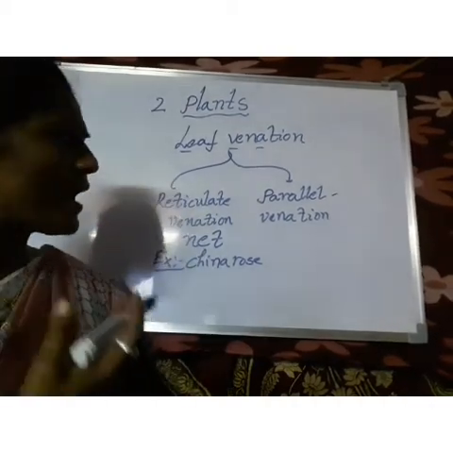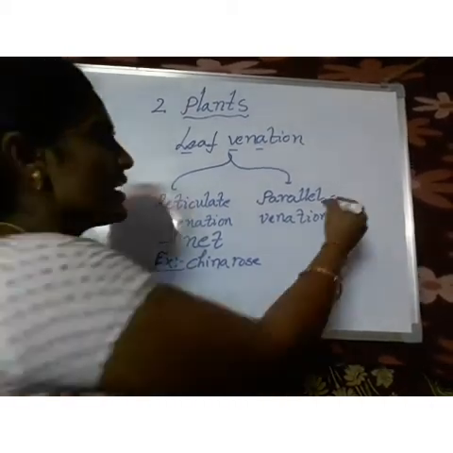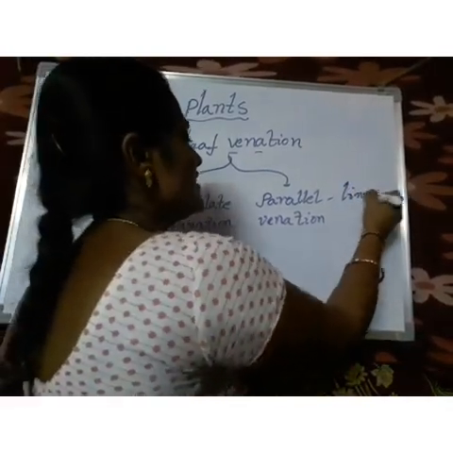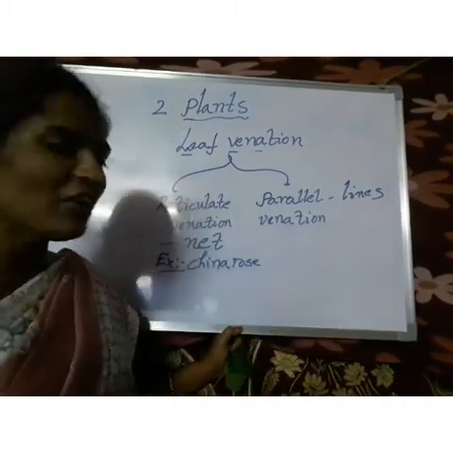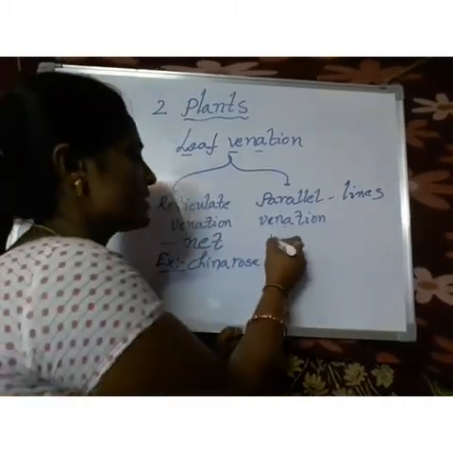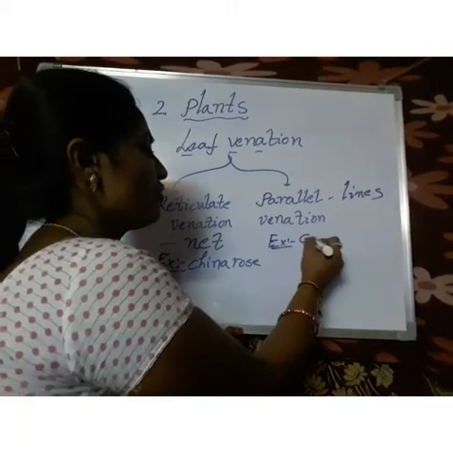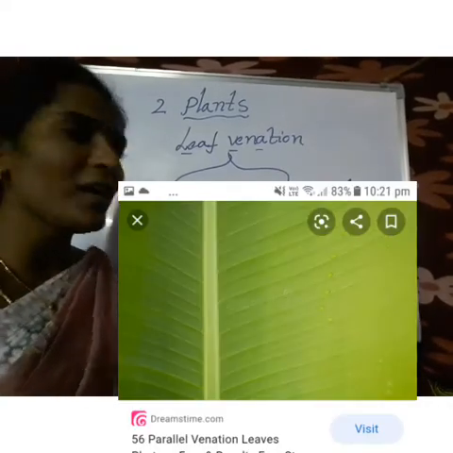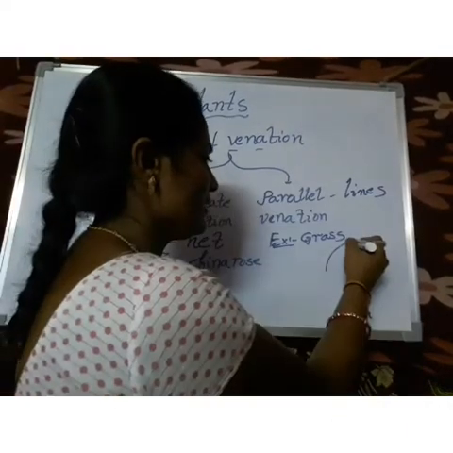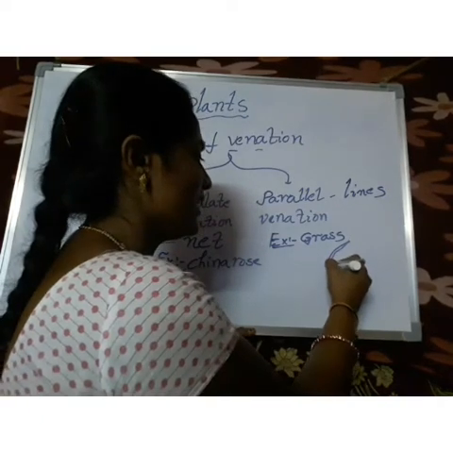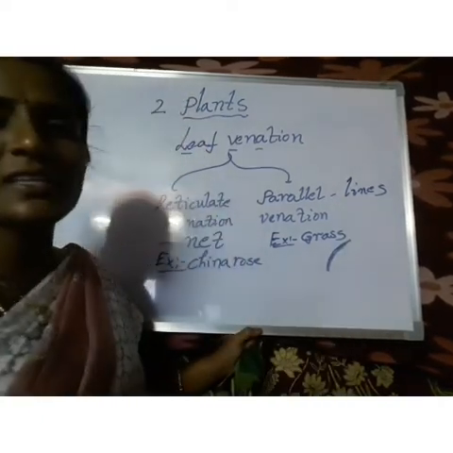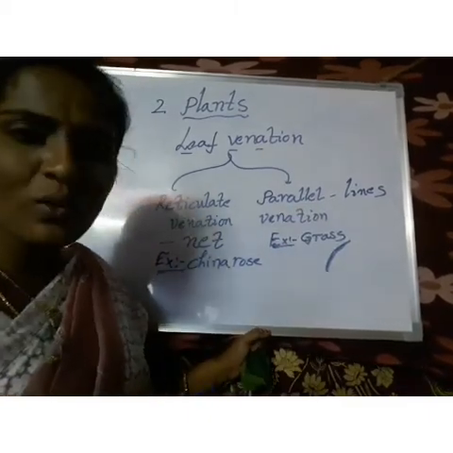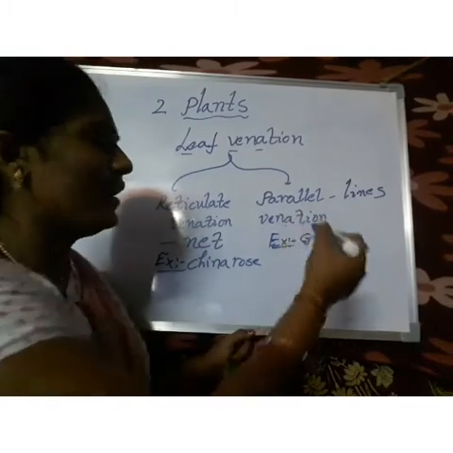And coming to parallel venation, the name itself tells you. What is meant by parallel? Straight lines. If you observe the leaves of grass, you can see line-like structures only, straight lines. There are no side veins present in parallel venation.